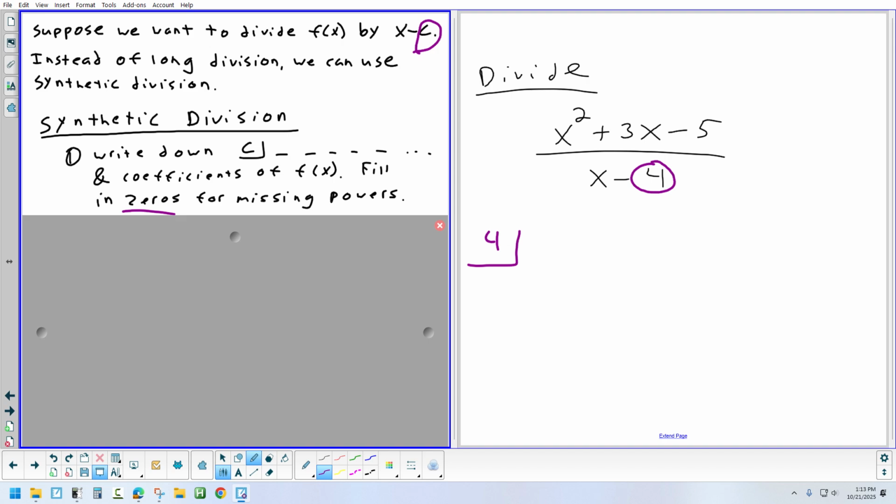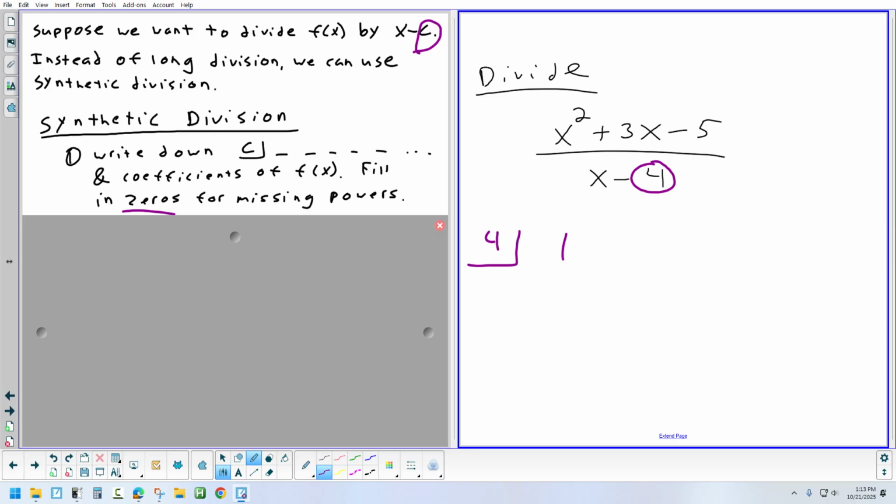What's the coefficient of my x squared term? 1. What's the coefficient of my x term? 3. And what's my constant? Negative 5. That's how you set up your synthetic division. Okay. The other nice thing about synthetic division, you will not be writing any variables through the whole process. So it's just numbers.